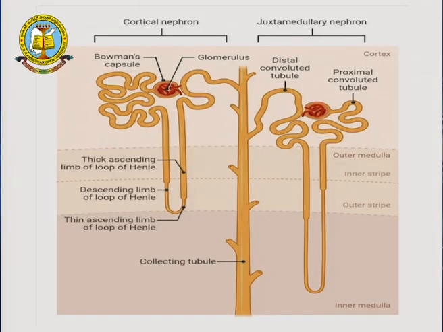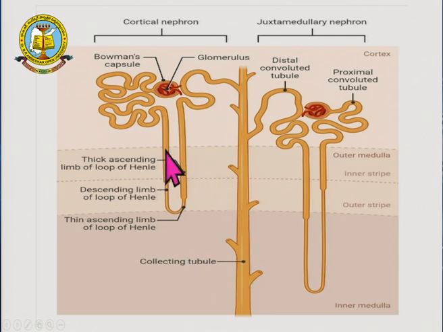You see, this is the exact position of the nephrons in the kidney. These are the two types of nephrons: the cortical nephrons and the juxtamedullary nephrons. This is the Bowman's capsule, and here also is a Bowman's capsule. Glomerulus is here. Distal convoluted tubule is here. This is the collecting duct. The junction point between the two nephrons is called the collecting tube.